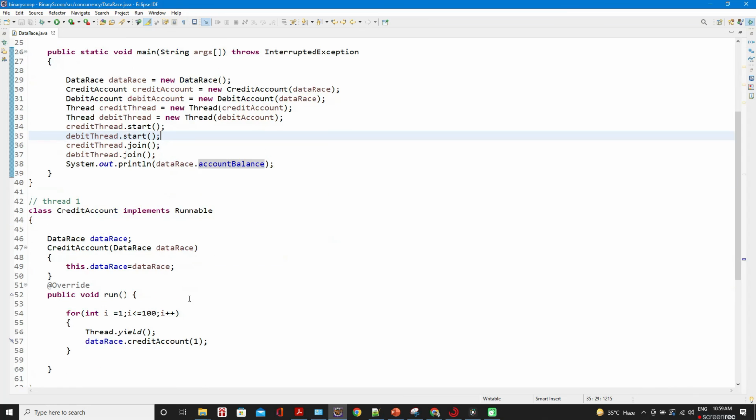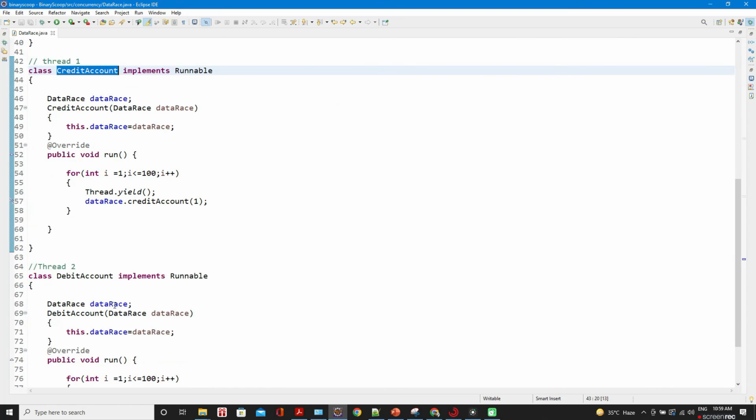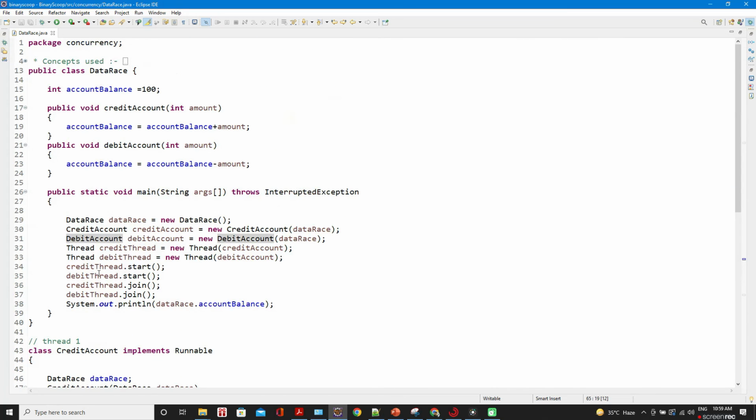This is because the two threads, credit account thread and debit account thread, try to read and write the account balance variable without any synchronization. This is a data race, this is a race condition. Its solution is to use a synchronization mechanism, which we will use in upcoming videos.